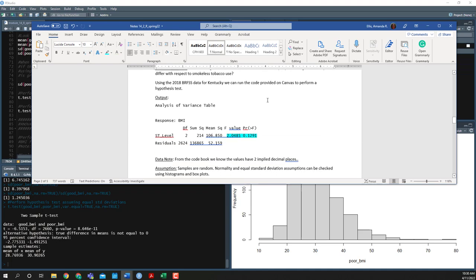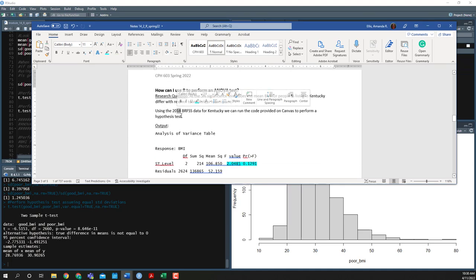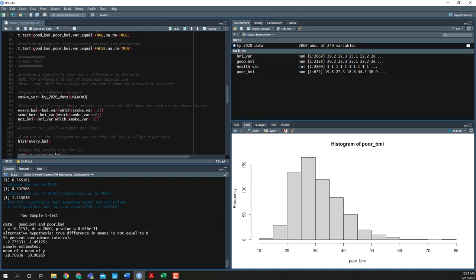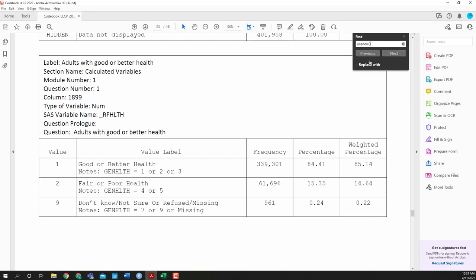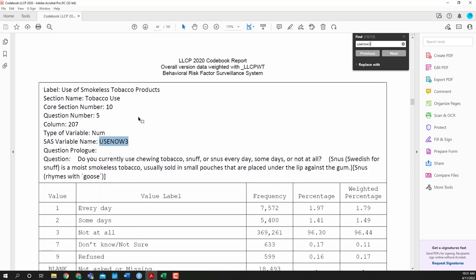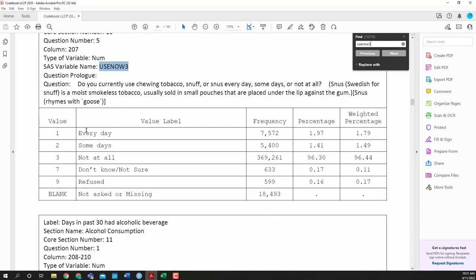All right, our last hypothesis test that we are going to look at, or probably not the very last one, is the ANOVA test. So an ANOVA test can answer a question like, at the 5% significance level, does the mean BMI for people living in Kentucky differ with respect to smokeless tobacco use? So again, let's go to our code. We're going to first look at this variable in the code book. Okay, so here's the variable. We can see that the options are every day, some days, not at all, don't know, not sure, and refused. So of course we're going to focus on the values 1, 2, and 3.